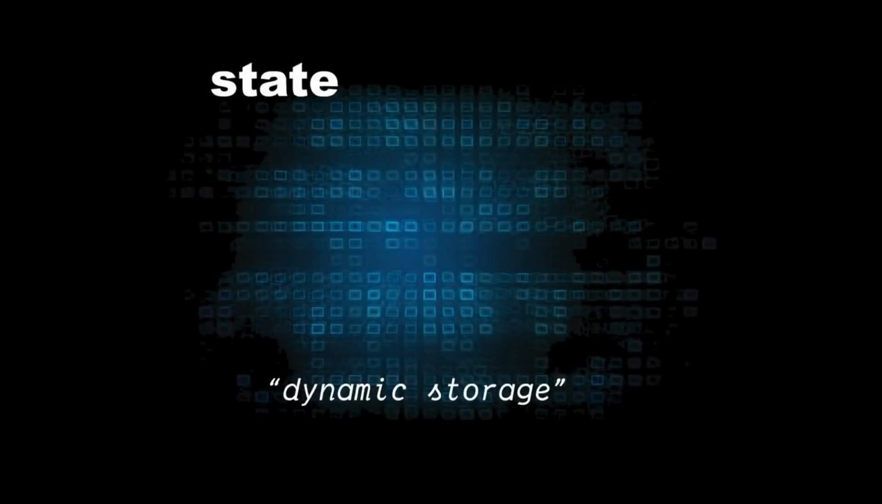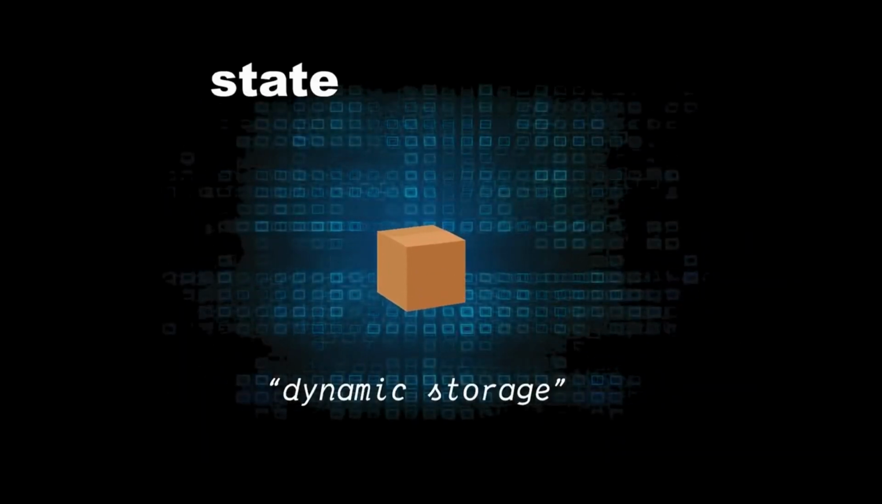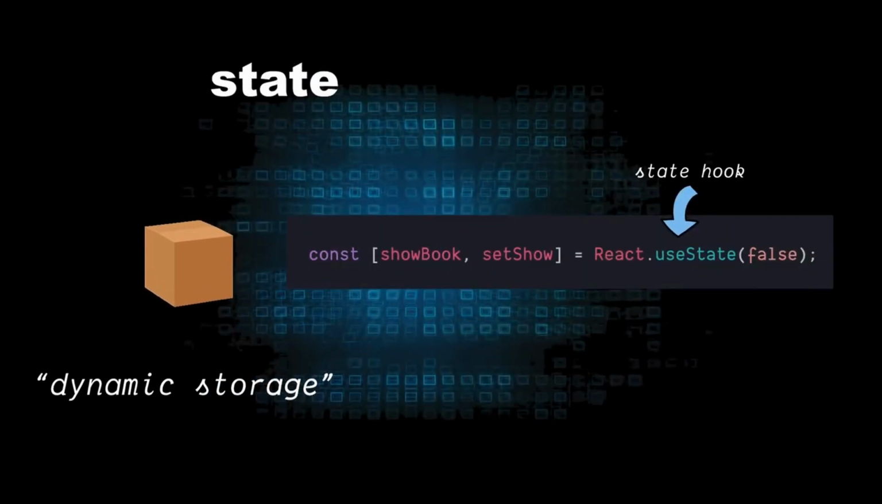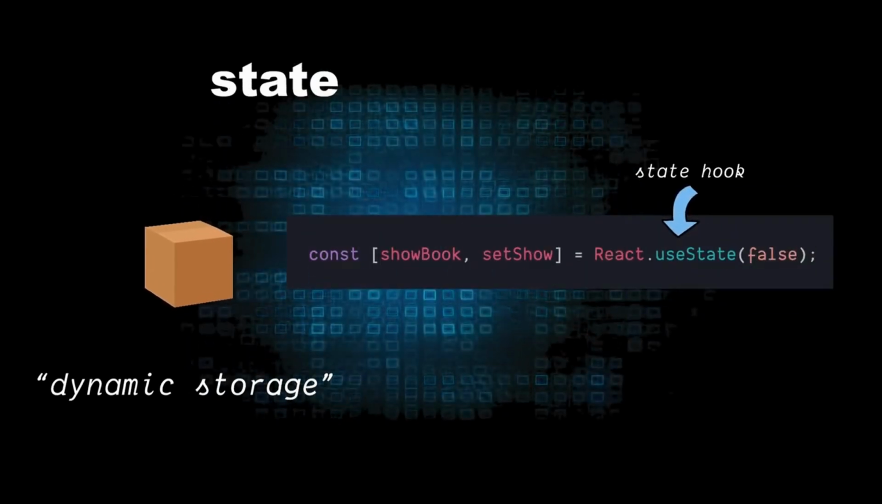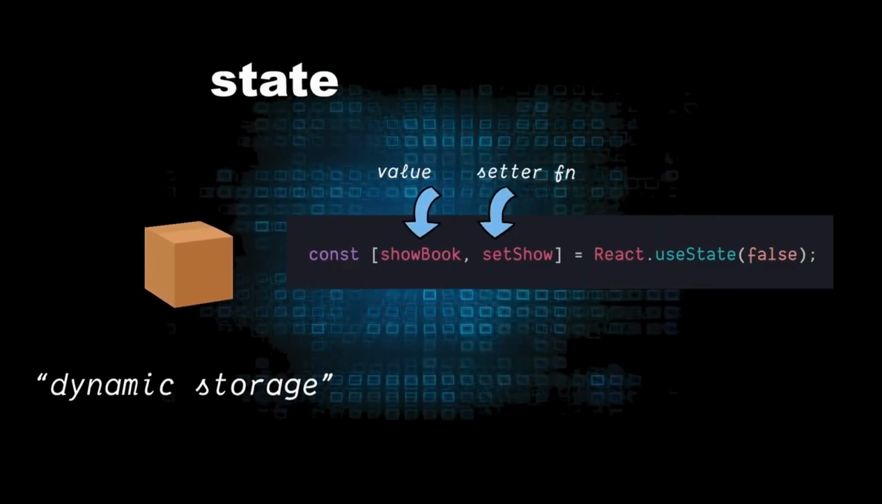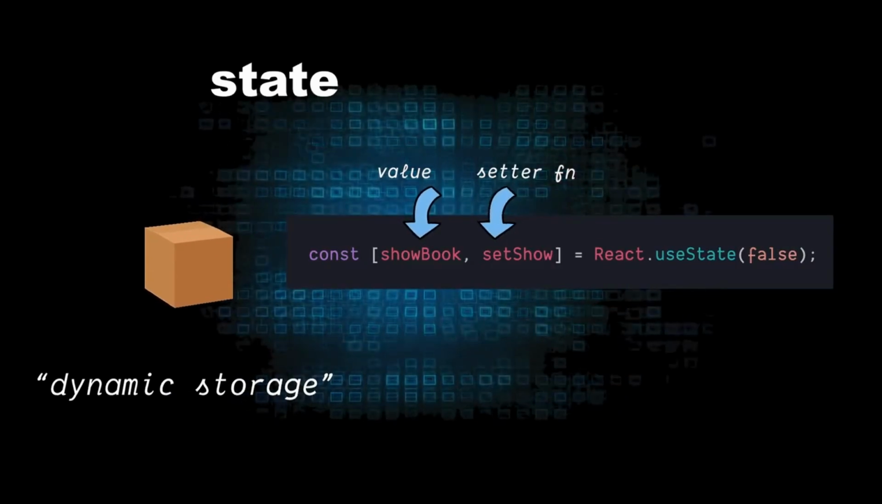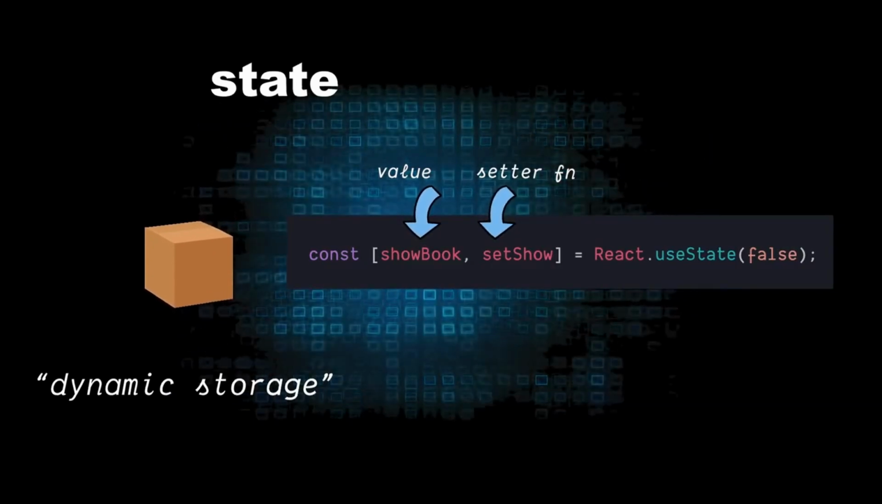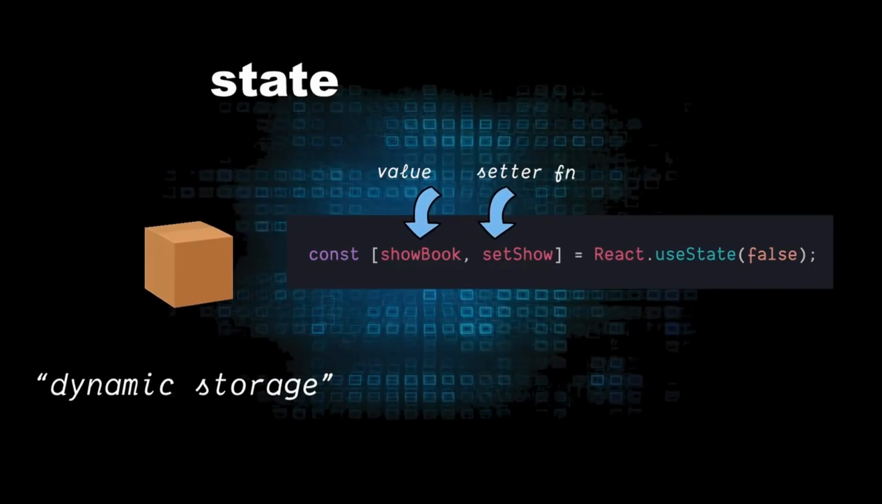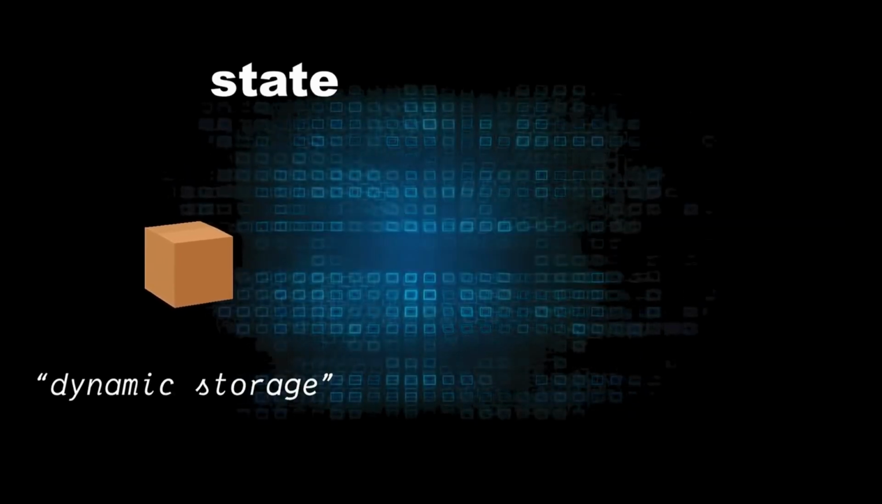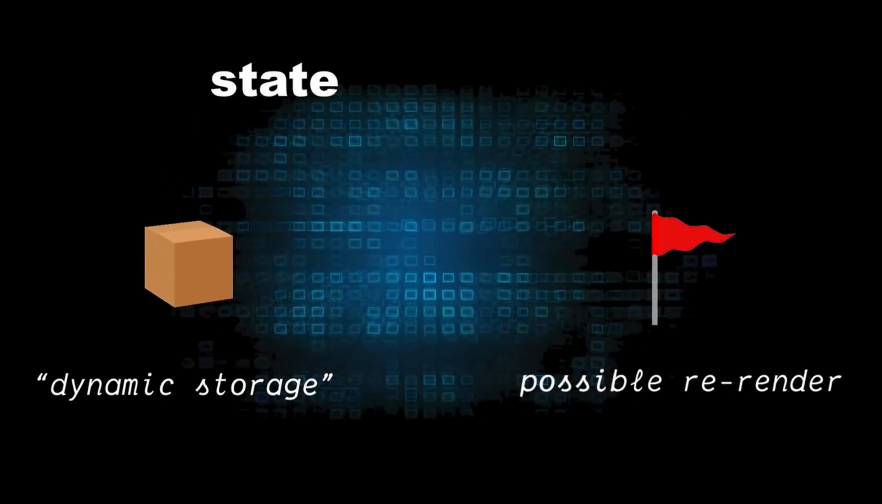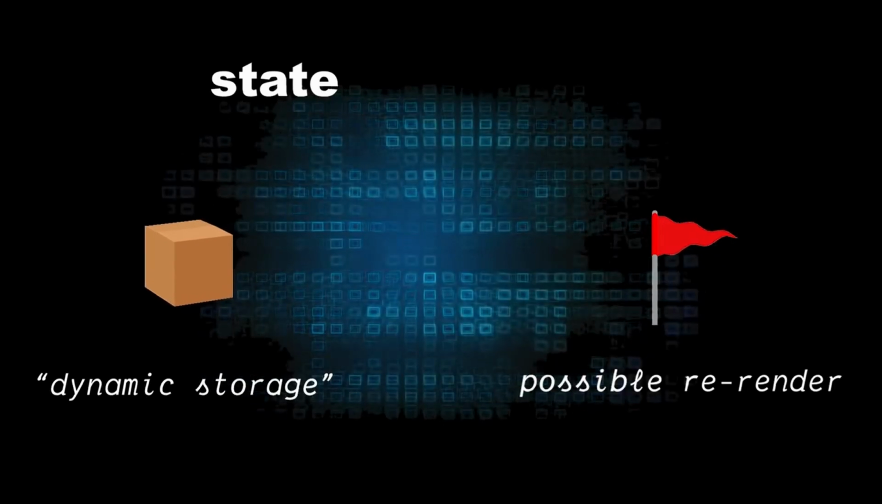Let's talk about state, a dynamic form of storage that lives inside of our components. The 2020 way to create state is with a useState hook, which will return a value and a setter function. This returns an array of size 2, so we destructure them into individual variables. State is dynamic storage because every time a state variable changes, our component gets flagged for a potential re-render. This is where the magic of React comes in.